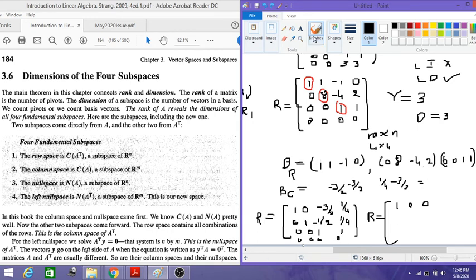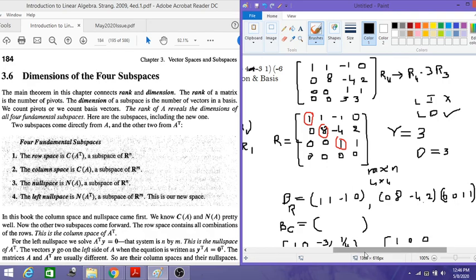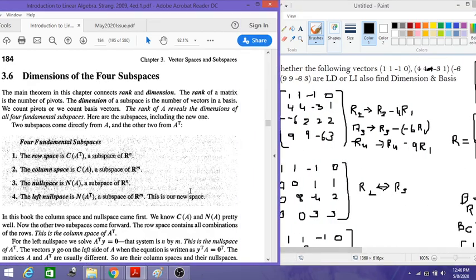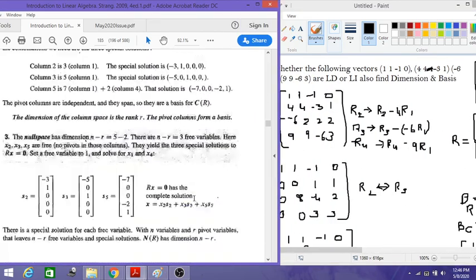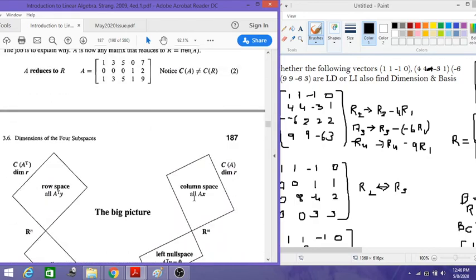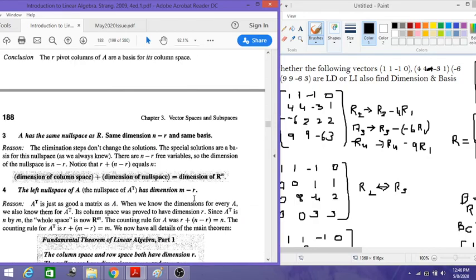I'll leave it to you to figure out what the final reduced row matrix is, and I'll just tell you one thing: we will get one special solution here. So the basis of the vector for the column space is just one particular special solution. That is the basis vector for this. I hope you understood this example. We have covered the dimensions of this matrix.